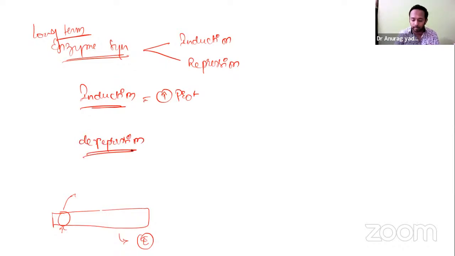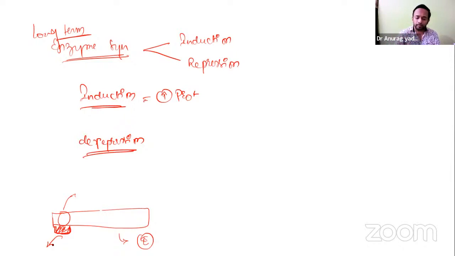Normally, this is containing something like a cap-like structure, which is closing the site. What we want to do is remove it. You want to de-repress. You want to remove the structure so that the synthesis of the enzyme starts, induction of the enzyme starts.